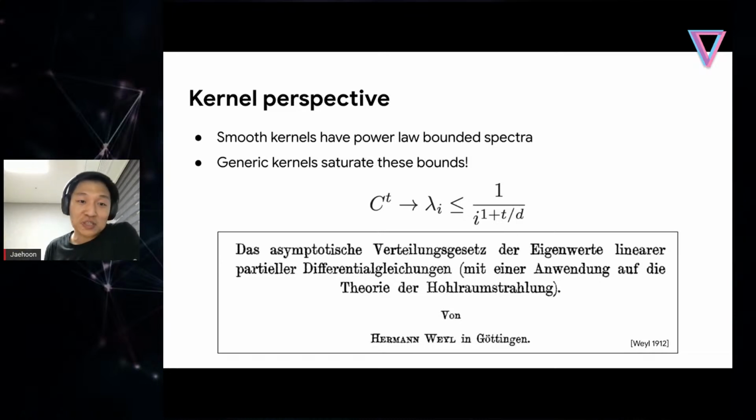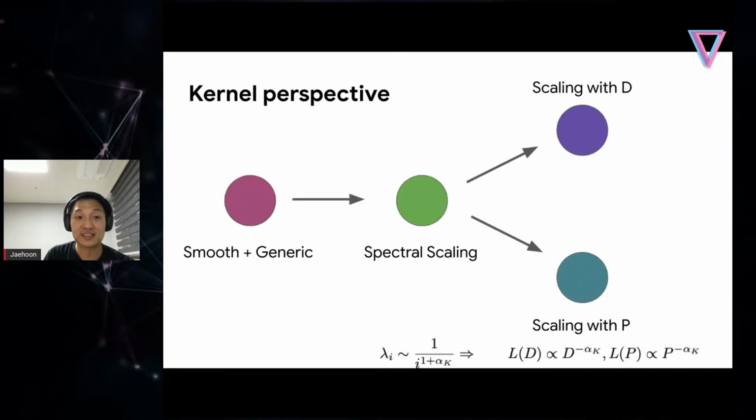To close off on the assumption about the kernel spectrum, we found that there are classic results bounding the kernel spectrum by a dimension-dependent exponent, which gives a power law with relatively mild smoothness assumptions. This type of work goes back to Weyl from 1912. And these bounds are often saturated for generic smooth kernels, which then predicts a generic power law decay in the spectrum of kernels for generic cases.